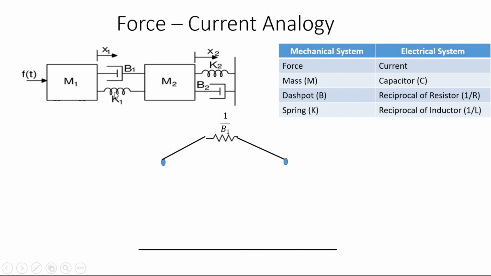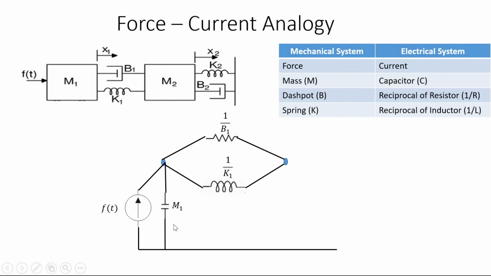Then the next one, the spring, is also in between these two nodes, so we have to draw it between them. It is also reciprocal, so 1 by K1. Those are the two elements. Then we can take the first mass, M1, as the first node. For f(t), it is a current source, so we mark a current source from this node to reference. Then the term M1 is a capacitor, so a capacitor having value M1 from this node to reference.